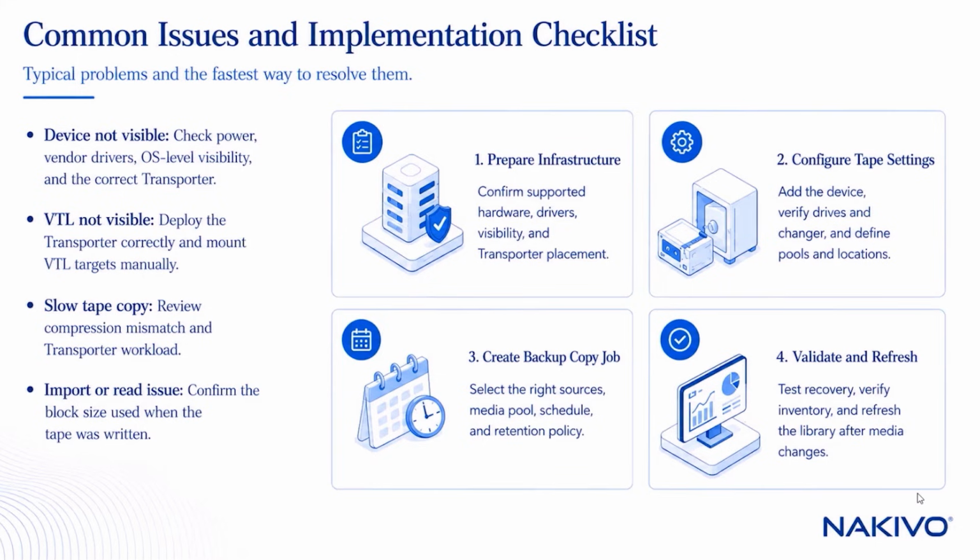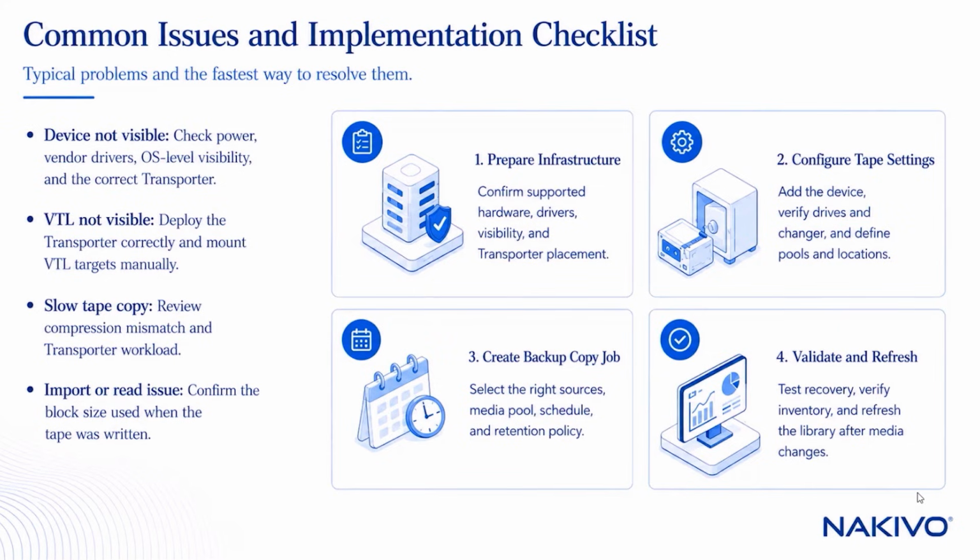To summarize the implementation, configuring tape in NAKIVO has three main phases. First, prepare the infrastructure: supported LTO3 or later hardware, standalone drive, robotic library, or VTL, correct drivers, correct transporter placement, and OS-level visibility. Second, configure the tape subsystem under Settings and Tape. Add the device, verify the drives and changer, define locations, define media pools, and scan or label cartridges. Third, create a backup copy job with tape as the destination, select the correct media pool, configure schedule and retention, run the job, and validate that the recovery points are visible and recoverable.